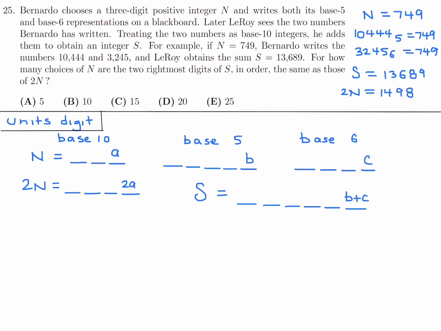Now what's important to understand is some parameters. B, because it belongs to a base 5 number, b has to be less than 5, right? That's what it means. In base 5, you can only have numbers 0, 1, 2, 3, and 4. In base 6, you can only have numbers 0, 1, 2, 3, 4, 5. So c must be less than 6.